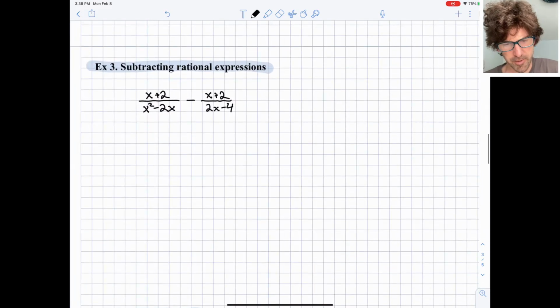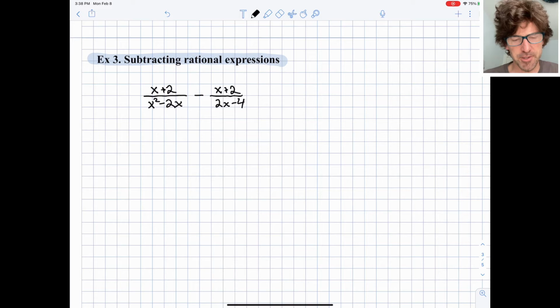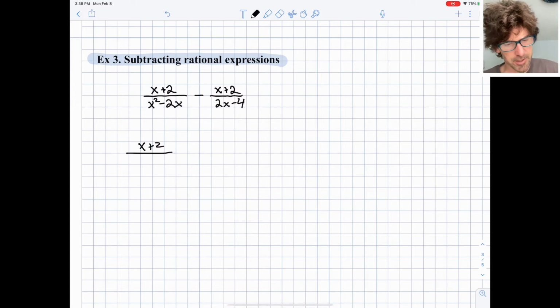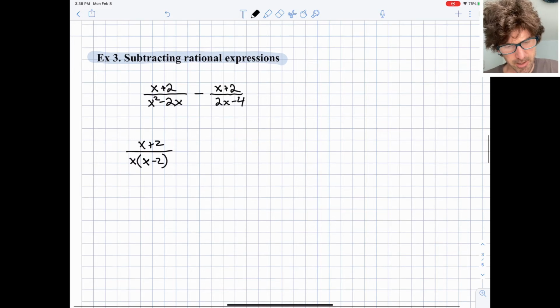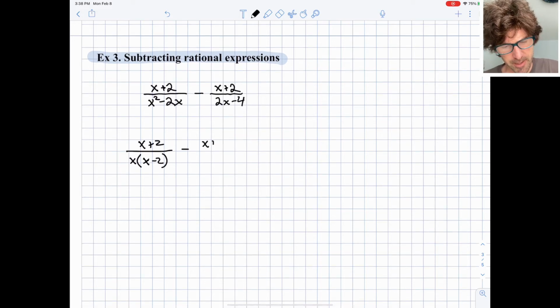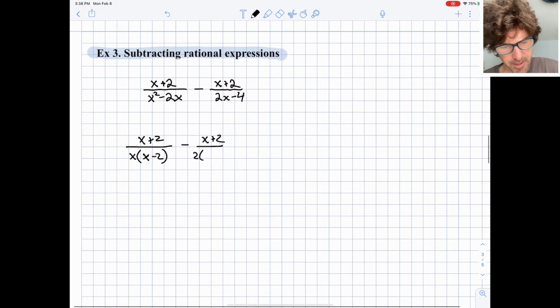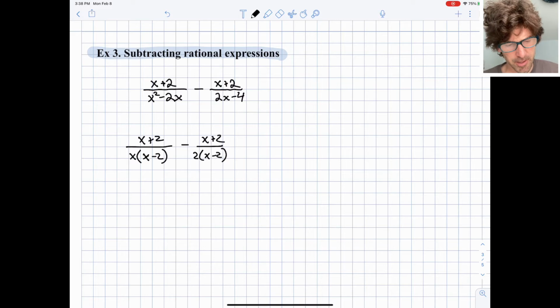And we'll do a couple more examples here. Subtraction, virtually identical to adding. We just need to make sure we're dealing with the minus sign appropriately. So I will factor the denominators here. That first one has a GCF, x gets pulled out. The second one looks like it has a GCF of 2. We have an x minus 2.